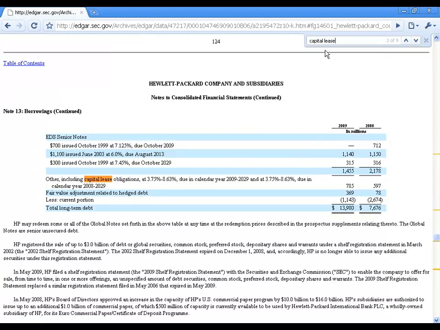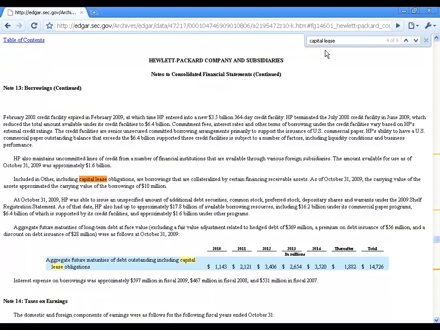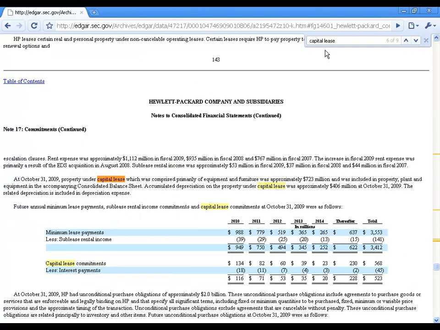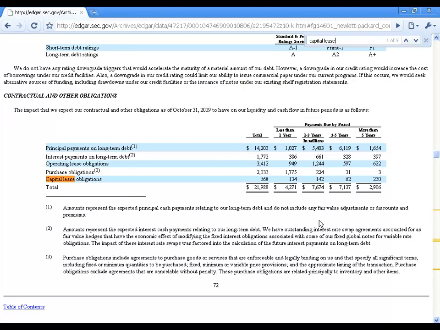Change it to capital lease. And they have something on their interest rates here. Capital lease commitments. So this is showing how much they're paying out in expenses each year. Okay, and here's what we're looking for. Contractual and other obligations. We have capital lease obligations right here.